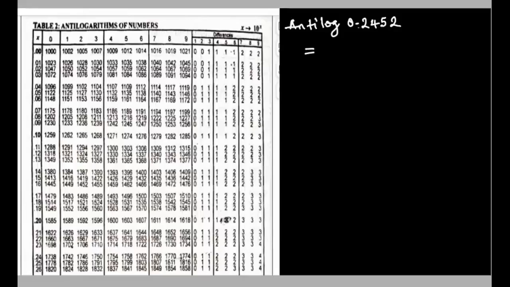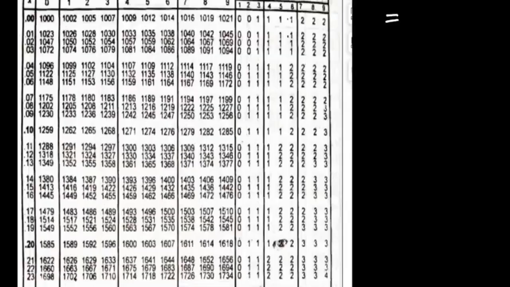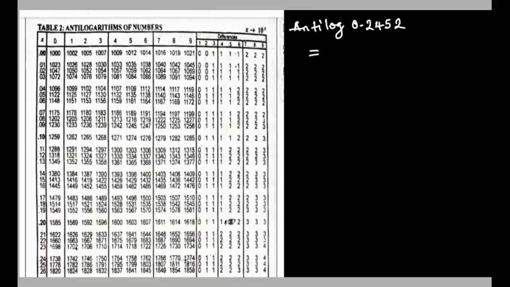Now, this is anti-log, so I'll focus on my mantissa this time around. As you can see, the anti-log table begins from 0.00. You can see clearly, it begins from 0.00. So, how do we now solve this?